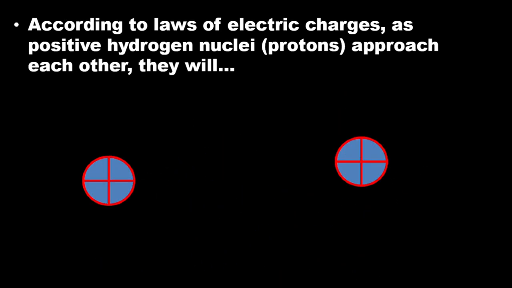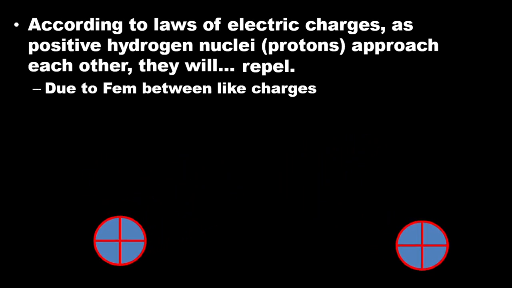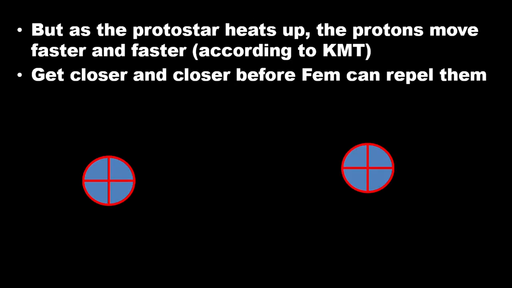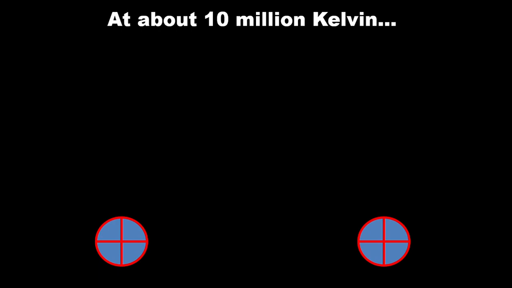The protons, of course, are positively charged. And so as they're flying around, whenever they approach one another, they're actually going to repel because of the electromagnetic force from the like charges. But of course, as they're getting hotter and hotter and moving faster and faster, they're going to get closer and closer to each other before the electromagnetic force can repel them. Now, what happens at about 10 million Kelvin?